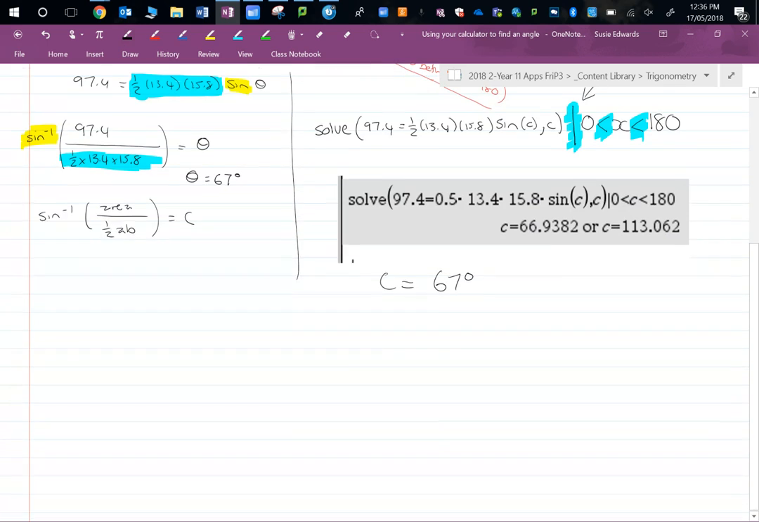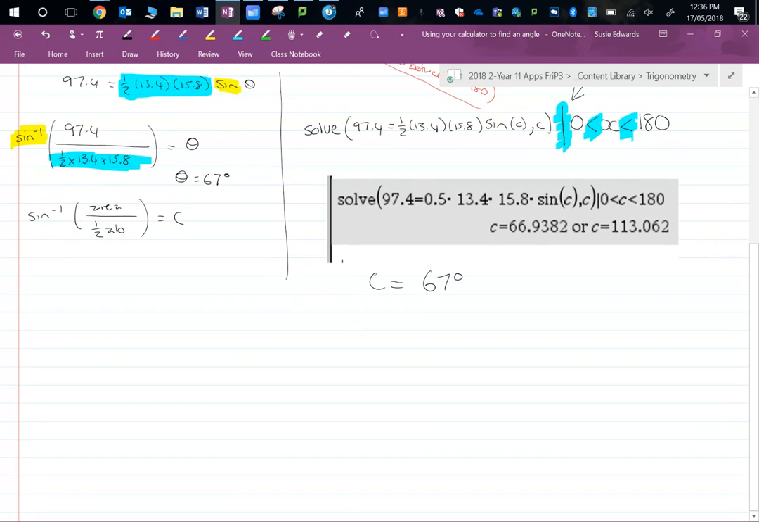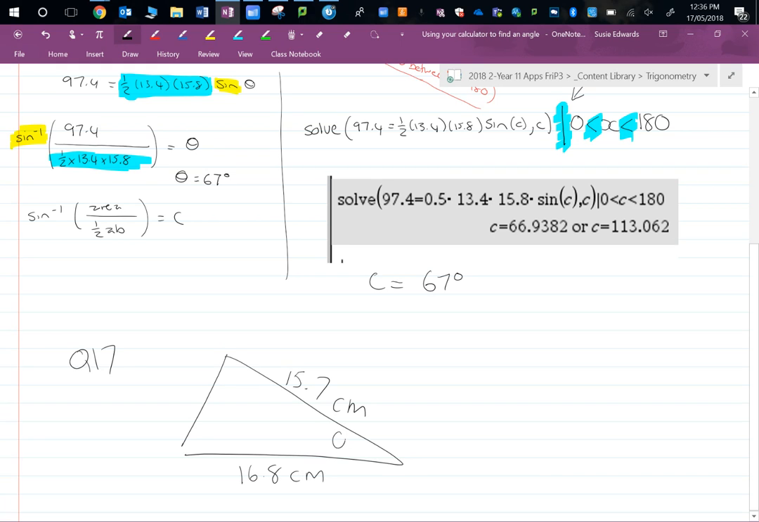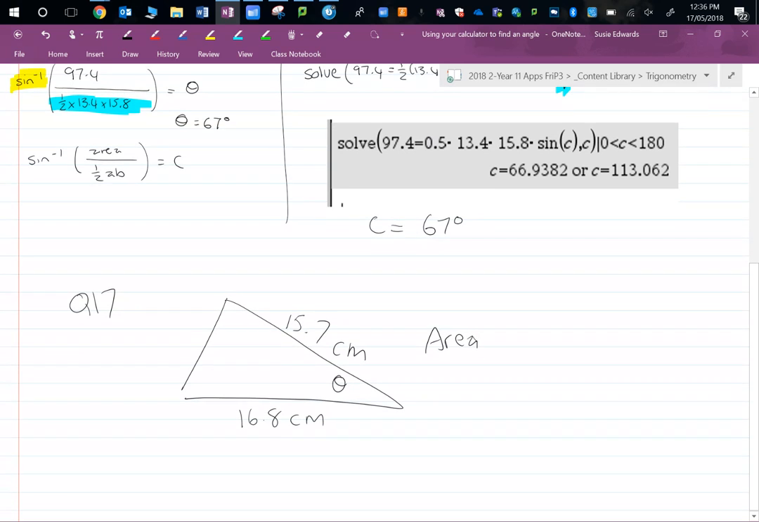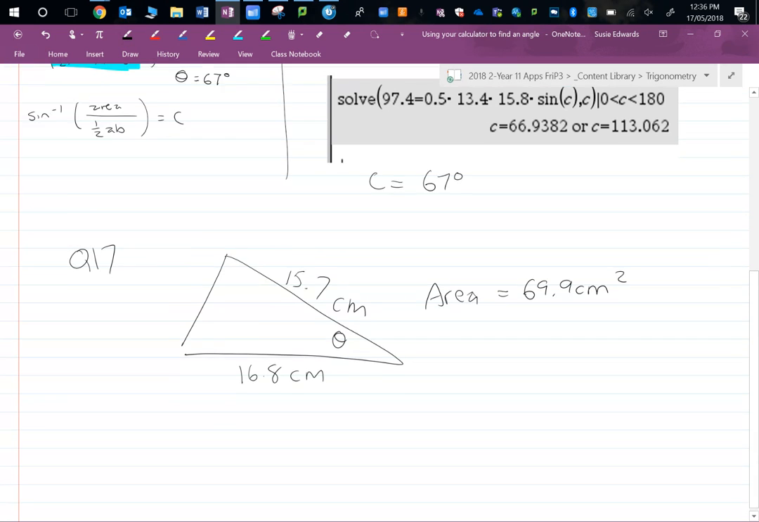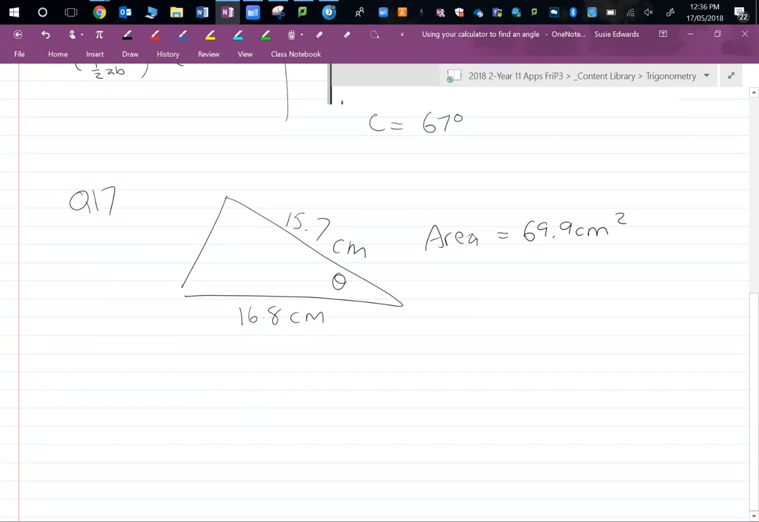All right, what I'd like you to try and do, I know some of you have already done it, is question 17, and then we're going to move on. I'm going to draw it for you so you don't have to open your book, but you can open your book. Can you make sure you can do it in both ways? You've got 5 minutes and we're moving on.